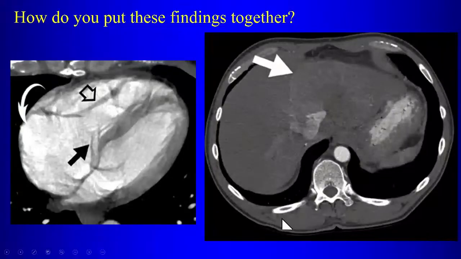Okay. All right. So in this particular case, we have a dilated right atrium, dilated right ventricle here, and there's something abnormal in the liver. How do we put these findings together?